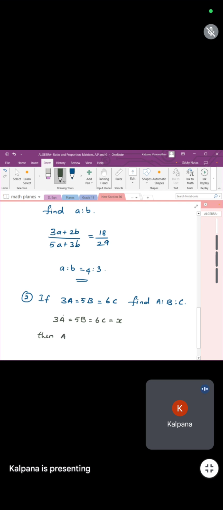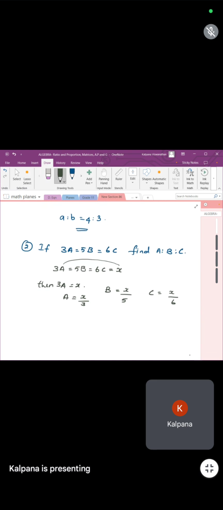Now equate each of them to x. 3a is equal to x. Then a is what? x by 3. Same way you can write b is equal to x by 5, and c equal to x by 6. Now they are asking for the ratio of a is to b is to c. So a is to b is to c will be equal to x by 3 is to x by 5 is to x by 6.